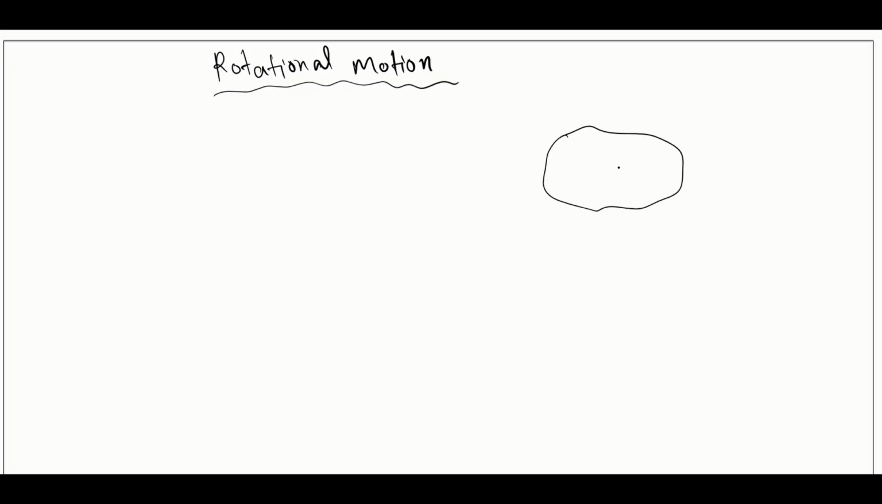Let's say this object is rotating about this axis. What happens in this case? This is basically a three-dimensional object, so there is an infinite number of particles all over this body rotating about this axis. This is called the axis of rotation.